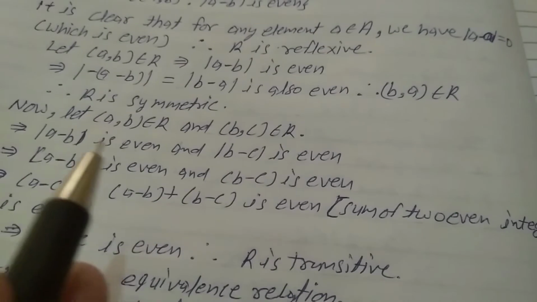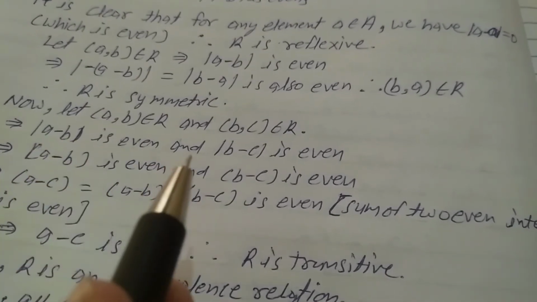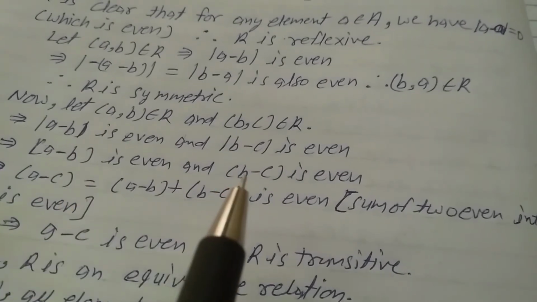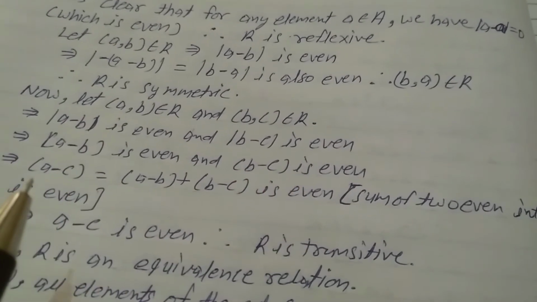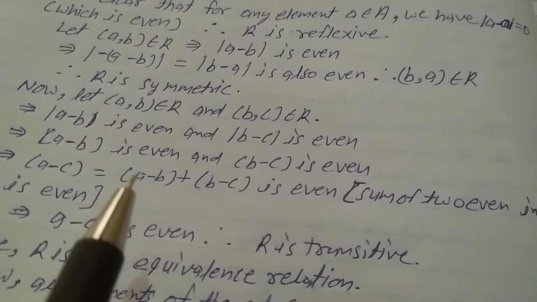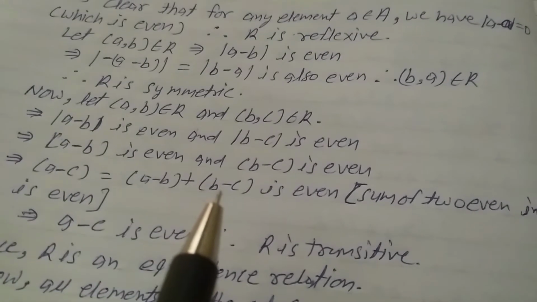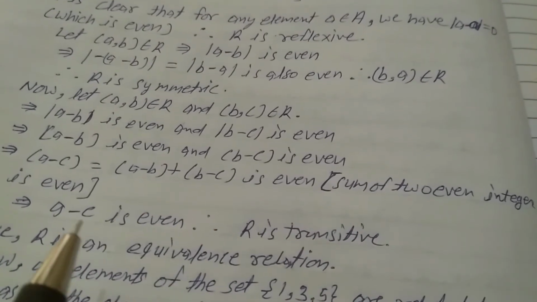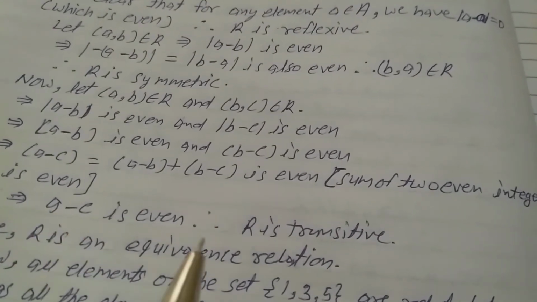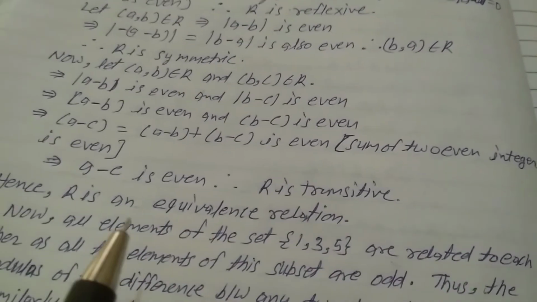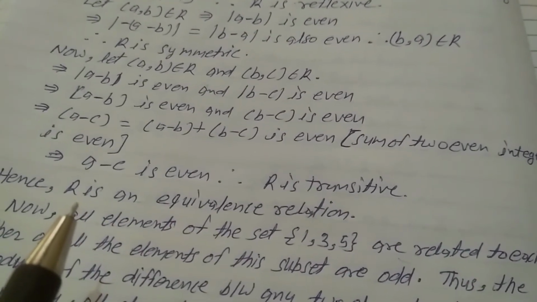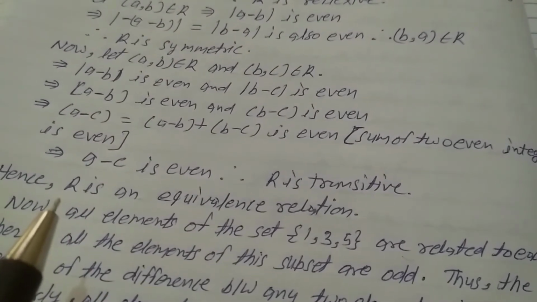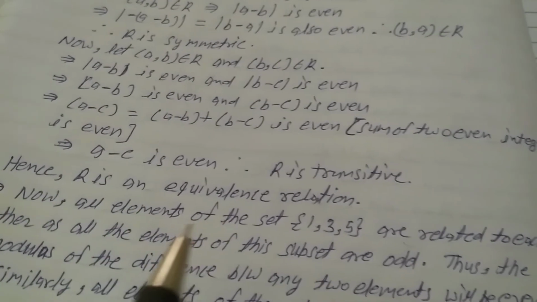Now, let (a, b) belong to R and (b, c) belong to R. |a − b| is even and |b − c| is even. So (a − c) = (a − b) + (b − c) is even, since the sum of two even integers is even, which implies a − c is even. Therefore, R is transitive. If a relation is reflexive, symmetric, and transitive, then it is an equivalence relation. Hence, R is an equivalence relation.